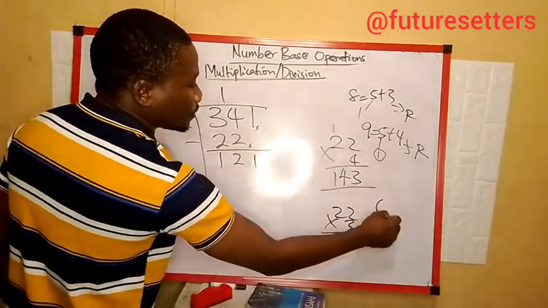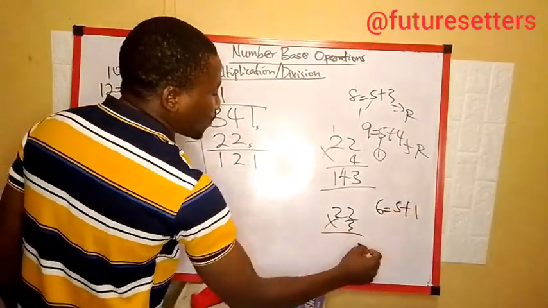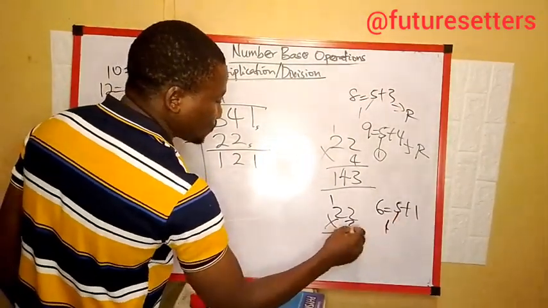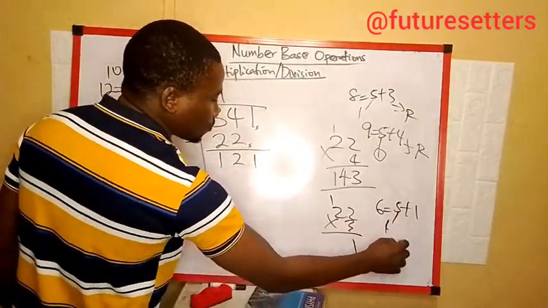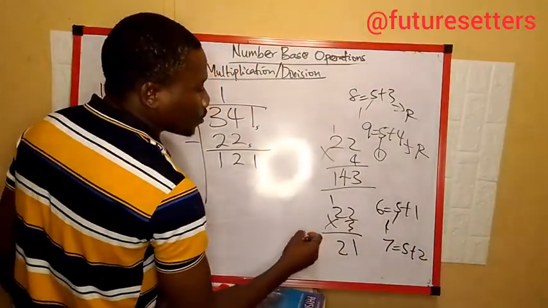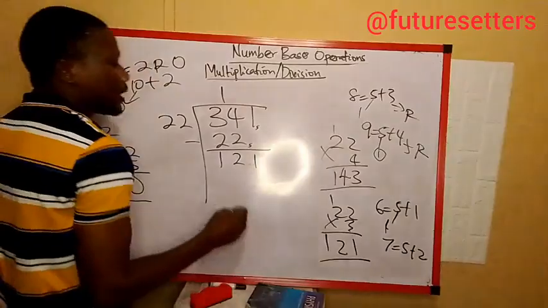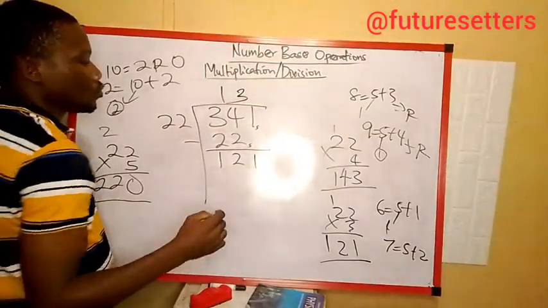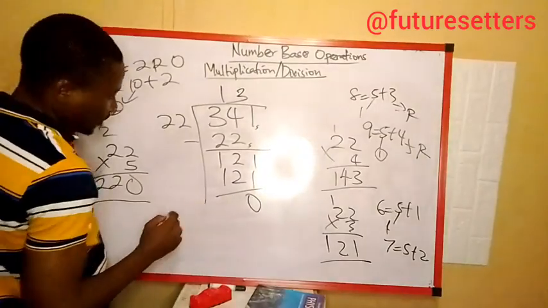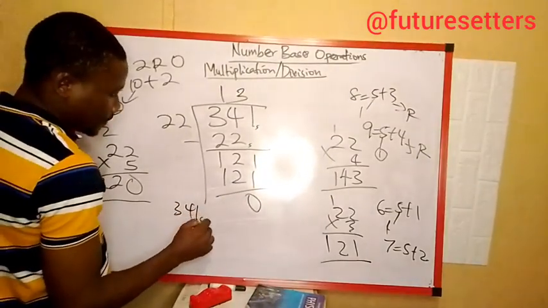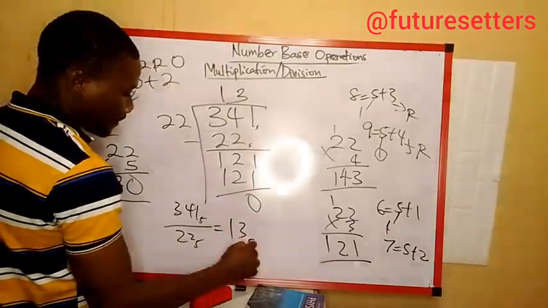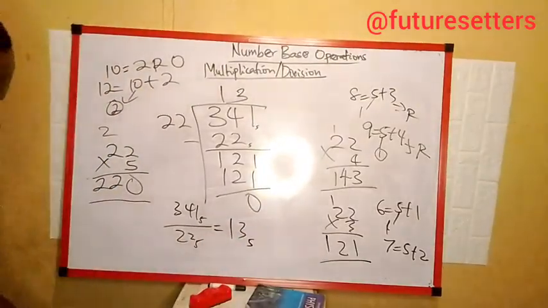Okay, this is 6. 6 is 5 plus 1, where 1 is the remainder, then we'll carry 1 here because this is 1. 6 plus 1, 7. So we have 5 plus 2. So we put down 2, then we carry 1. So it means that we multiply 3 by 22 to give us 121, and our answer will be 0. So it therefore implies that 341 base 5 over 22 base 5 will give us 13 base 5.